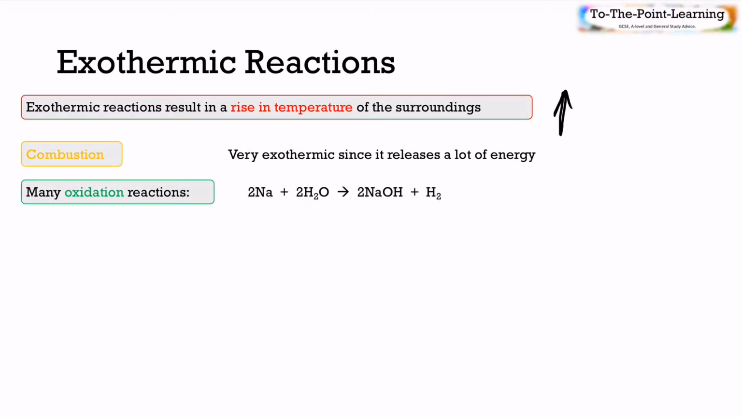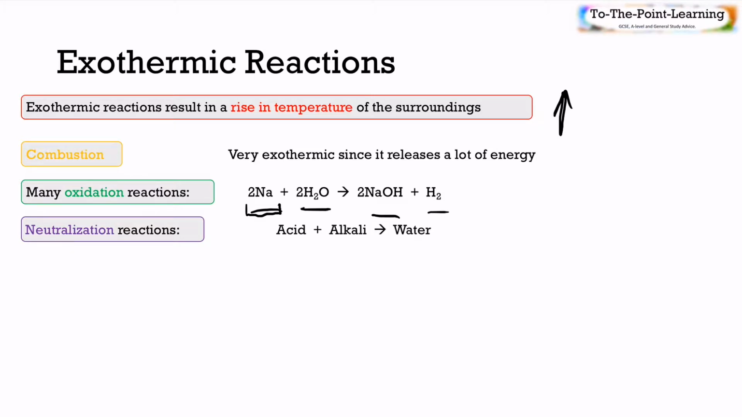Another example would be many oxidation reactions. Here we have the reaction of sodium with water to produce sodium hydroxide and hydrogen. We know from our previous lessons that sodium is an alkali metal and it's very reactive, so it reacts quite vigorously with water and produces a lot of heat and other forms of energy as well.